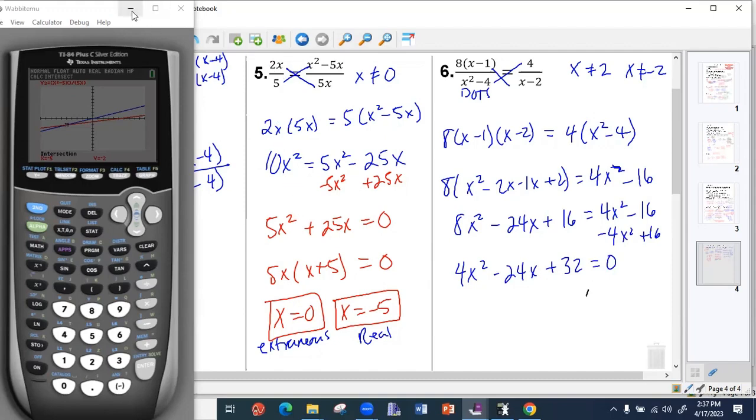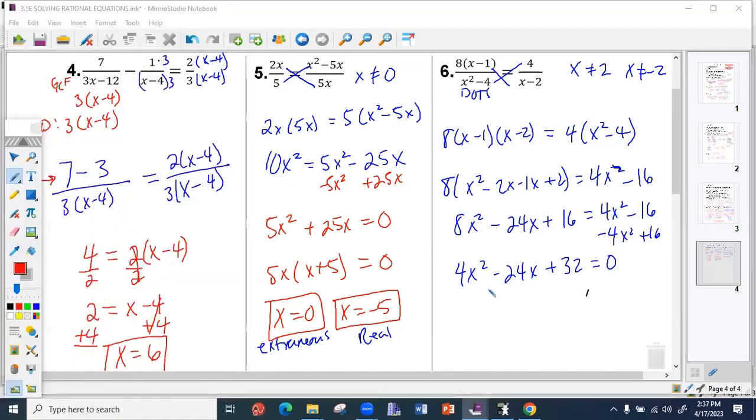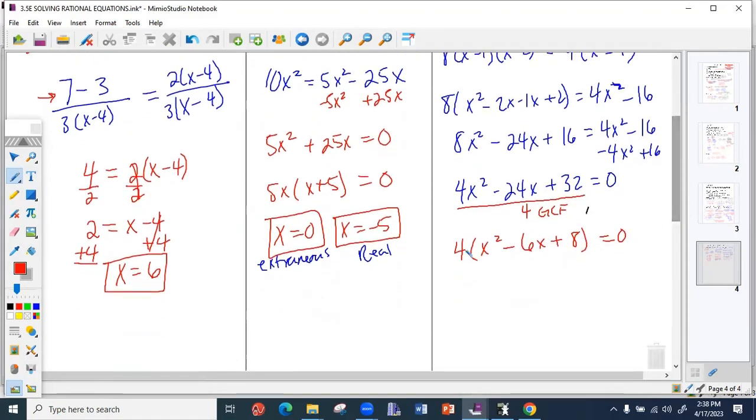Okay, so before I do anything, I can factor out 4. I can find a GCF of 4. So I can divide everything by 4 because that's my greatest common factor. That's going to give me x squared minus 6x plus 8 equals 0. So I'm asking myself what multiplies to give me 8, but adds to give me -6. So my factors would be x minus 4 times x minus 2 equals 0. And we don't forget to bring down our GCF. So my two possible solutions are x equals 4 and x equals 2.